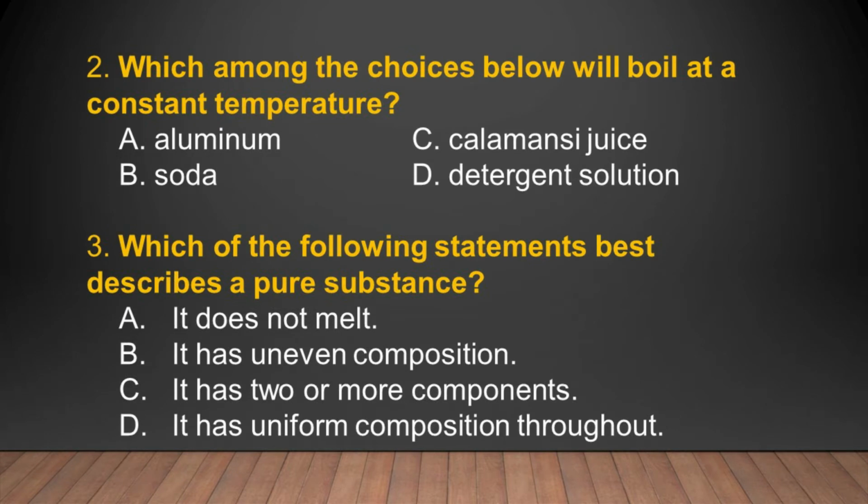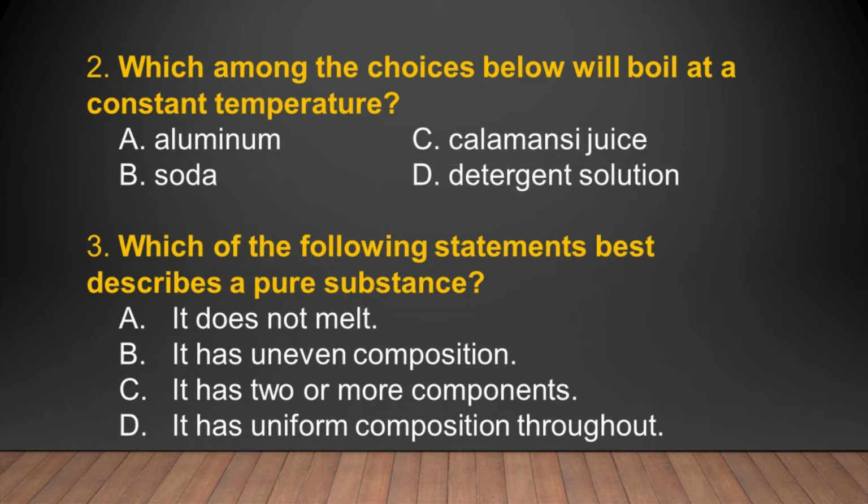D. It melts in a specific temperature. Number 2. Which among the choices below will boil at a constant temperature? A. Aluminum. B. Soda. C. Calamansi juice. D. Detergent solution.